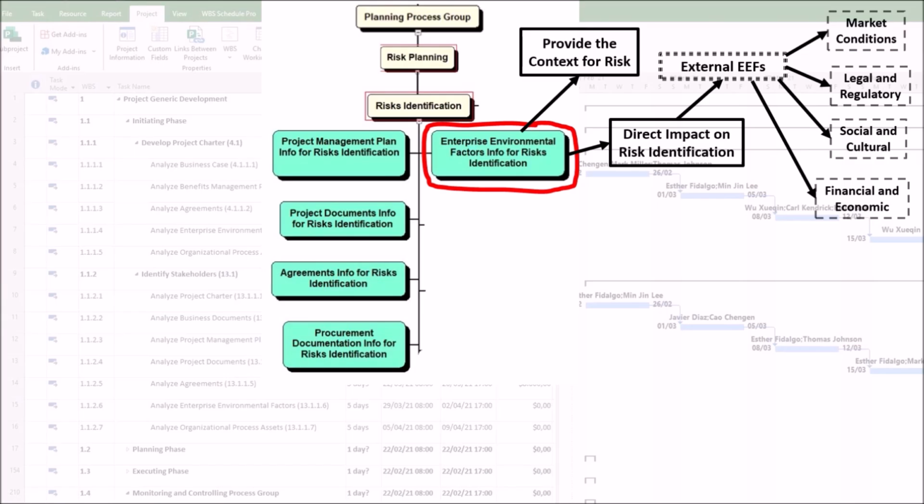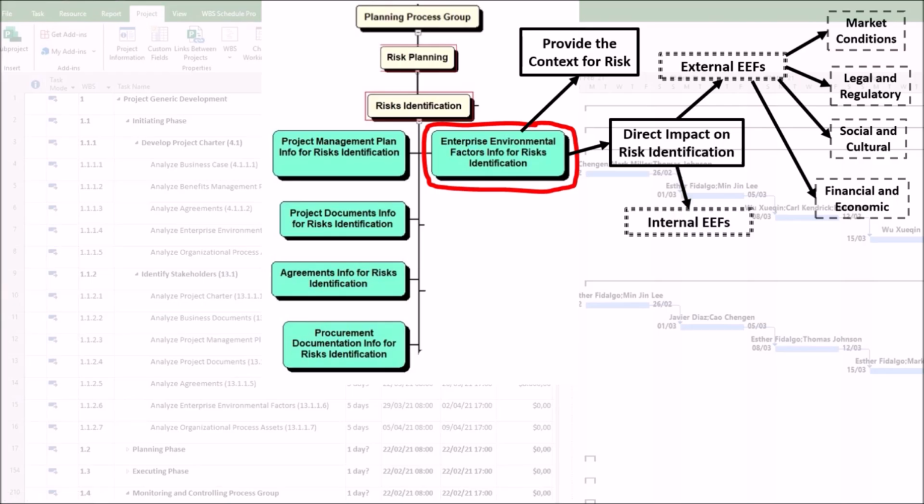Fourth, financial and economic. The examples include interest rates, currency exchange rates, and economic recession. The identified risk is facing budget cuts, increased material costs, and reduced customer purchasing power.